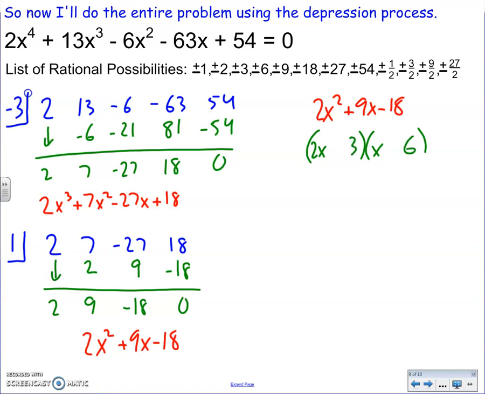My outside is 12x, my inside is 3x. Can 12 and 3 make 9? Answer is yes. I need a positive 9, so the 12 is positive, and the 3 is negative, and then a negative times a positive is negative. We're good. We now set those equal to 0.